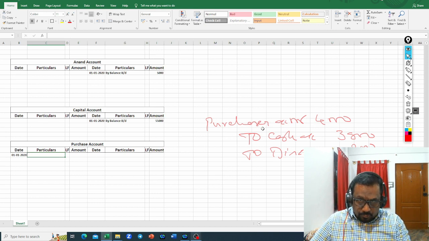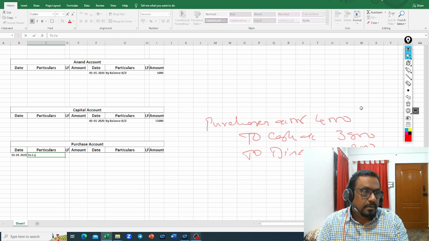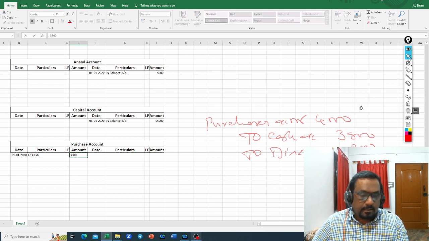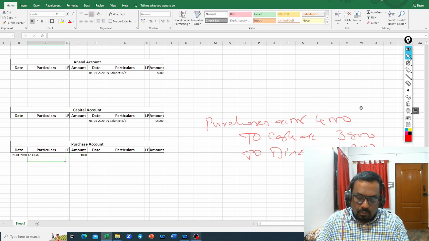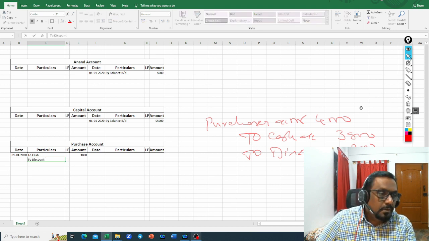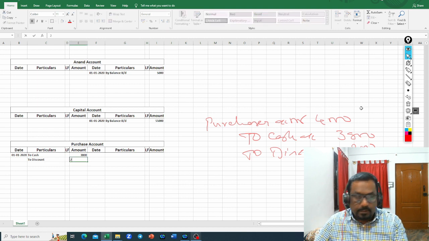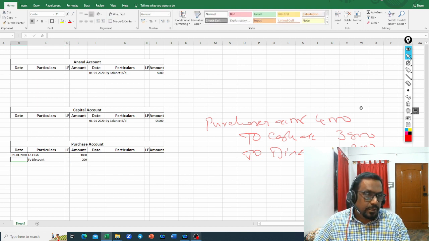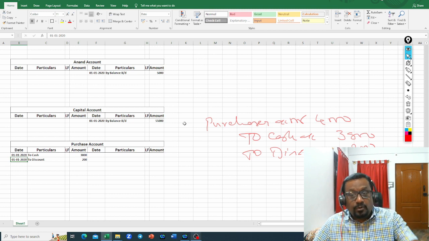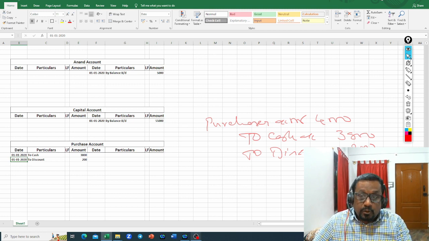What are we supposed to do? We are supposed to debit to cash, how much? 3,800, and to discount 200. This is how we need to record the transaction. So we completed the purchase account. Now we need to record this in the cash account also, but the cash account we have already created on top. So let us go to the cash account.